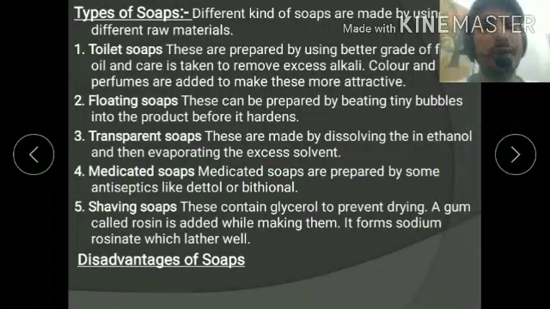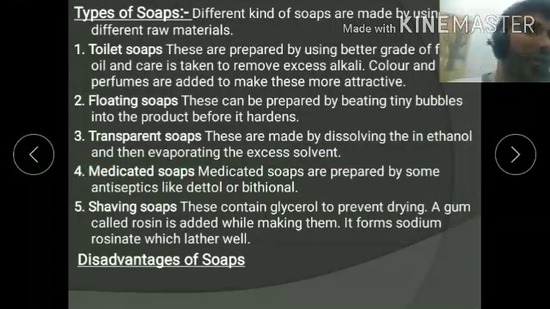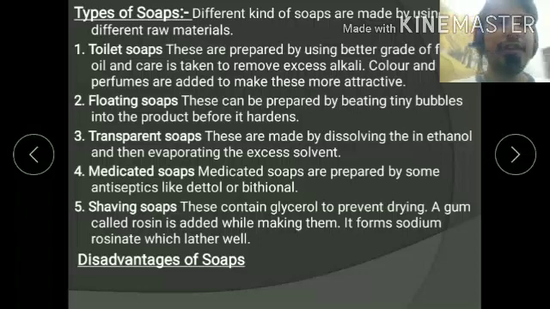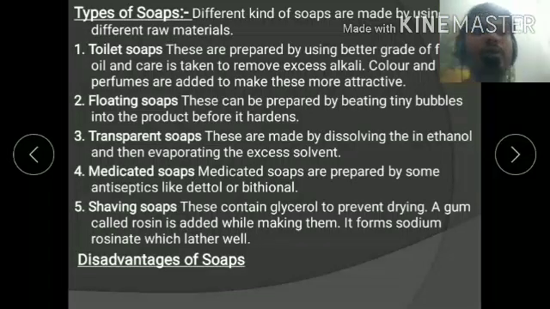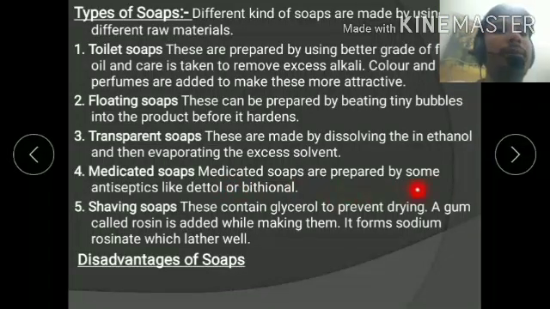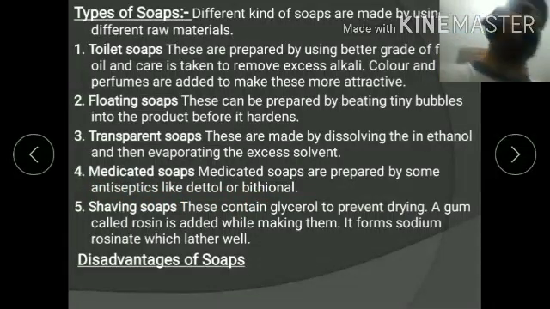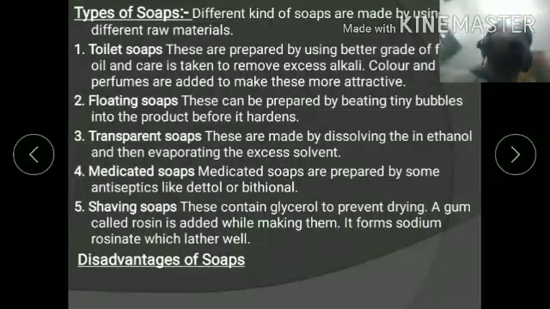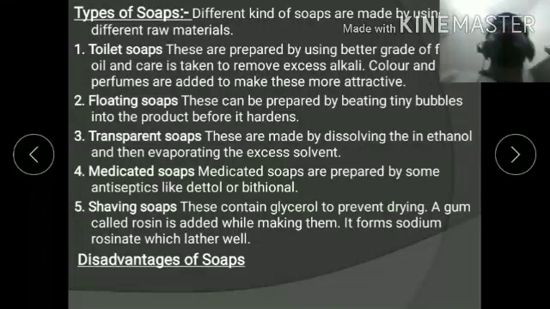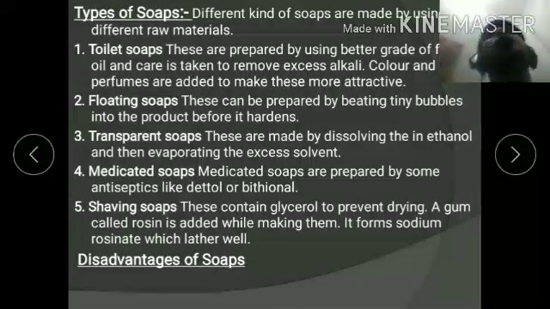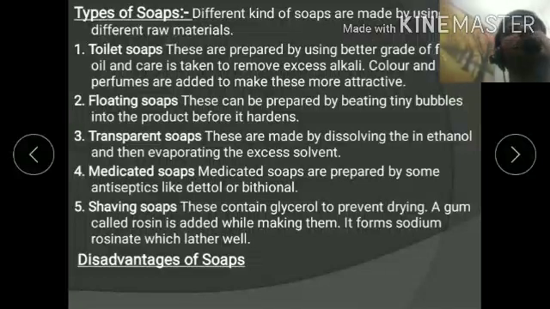And then another one is medicated soap. You can say Dettol, Savlon, that is a medicated soap. Medicated soaps are prepared with some antiseptic like Dettol or bithionol. I told you in the last video what bithionol is. Bithionol is a chemical compound which is added in the soap to remove the odor of the dead germs.